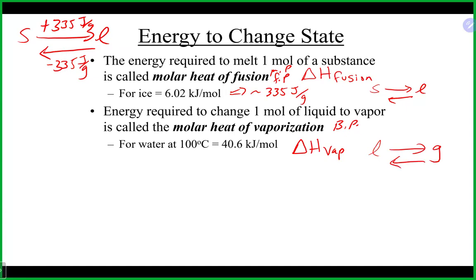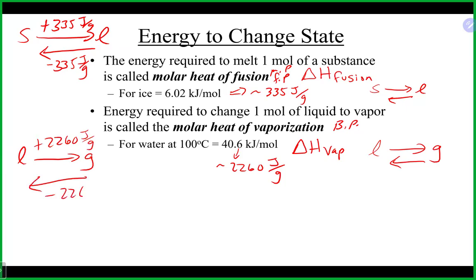For water, it's roughly 40.6 kilojoules per mole, depending on your book, maybe 43. That is roughly 2,260 joules per gram, the energy required specifically for going from liquid to gas or gas back to liquid. As you're going from liquid to gas, that is an endothermic process, positive 2260 going in that direction. If you're going from gas back to liquid, that's exothermic, minus 2260 going in the opposite direction.